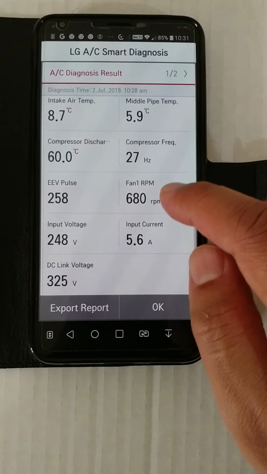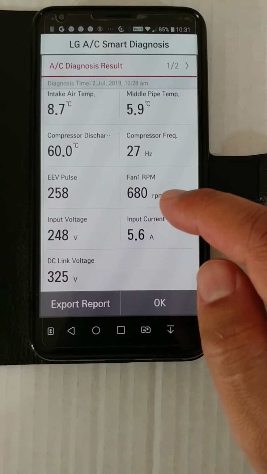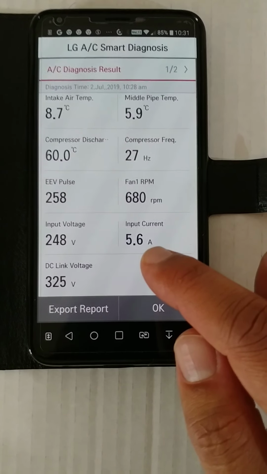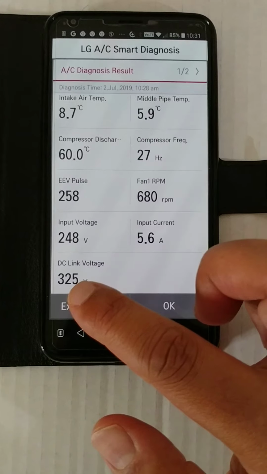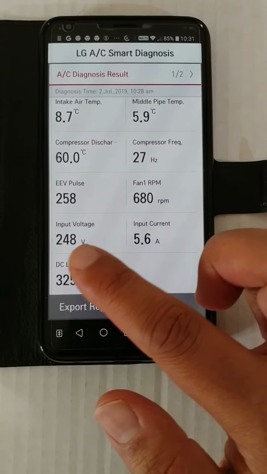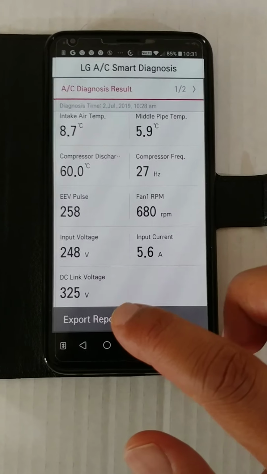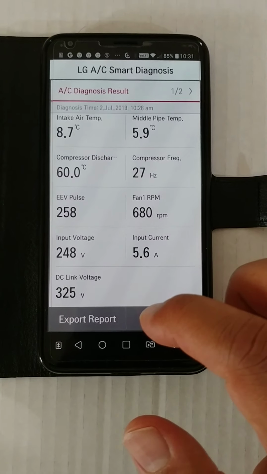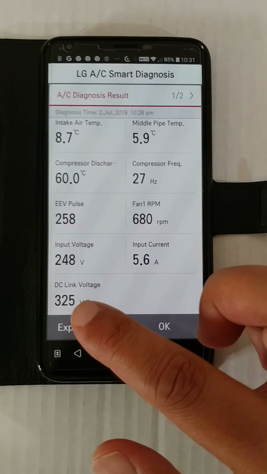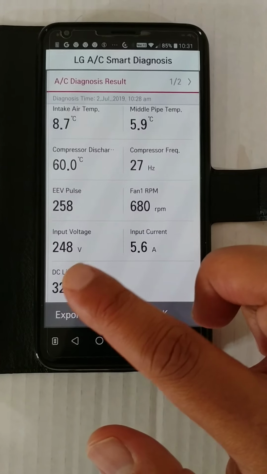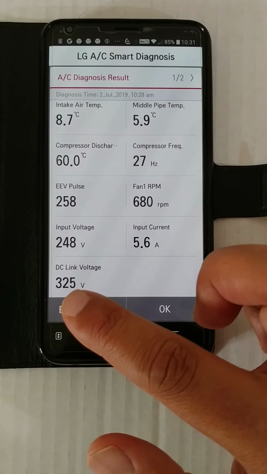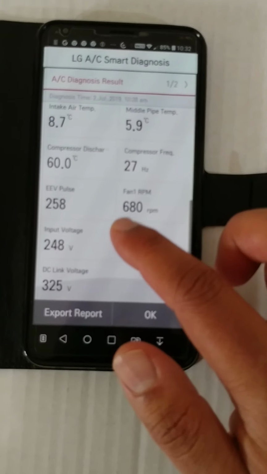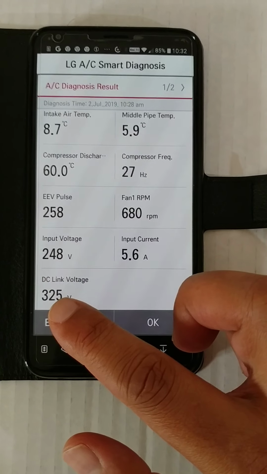The outdoor brushless fan motor is running at 680 RPMs. The input voltage, mains, is 248 volts. Input current is 5.6 amps. And the DC link voltage is 325 volts. Now, split system air conditioners nowadays have PAM, pulse amplitude modulation, and PWM, pulse width modulation. Now, inverter air conditioners have a reactor, or basically like a power factor correcting circuit, and that rectifies the AC voltage into a DC voltage, and it may boost the voltage to say 400 or 300.